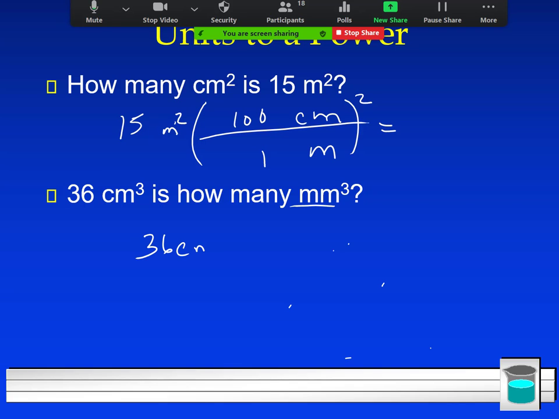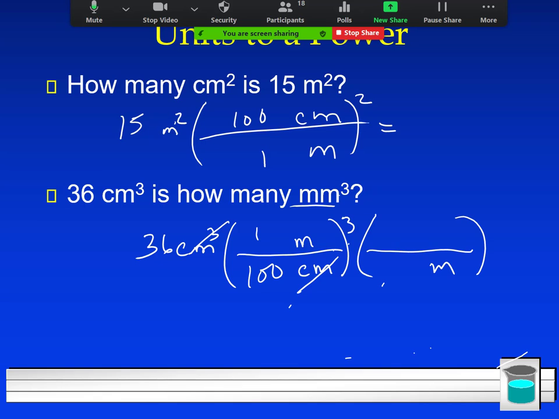I write my 36 centimeters because I copied it right this time. I want to get rid of centimeters. I can't go from centimeters to millimeters. I'm not going to try to remember all those relationships. But I go from centimeters to meters. 1 meter is 100 centimeters. But it wasn't centimeters, it was centimeters cubed. So I have to cube everything on the outside. That gets rid of centimeters cubed and leaves me with meters cubed.